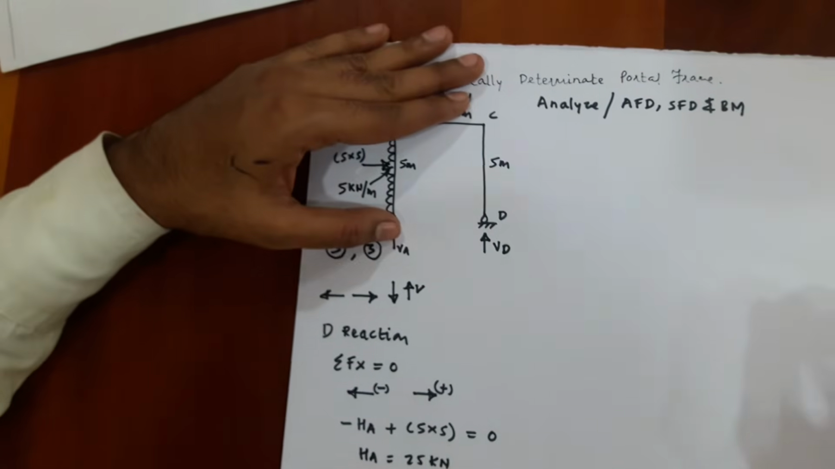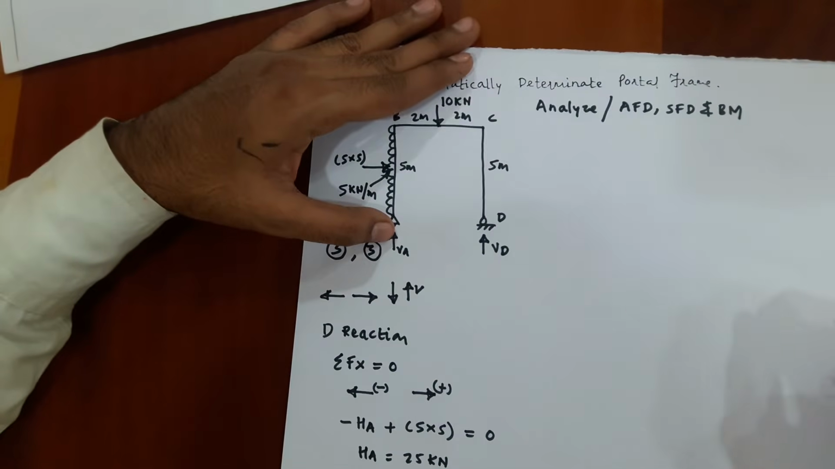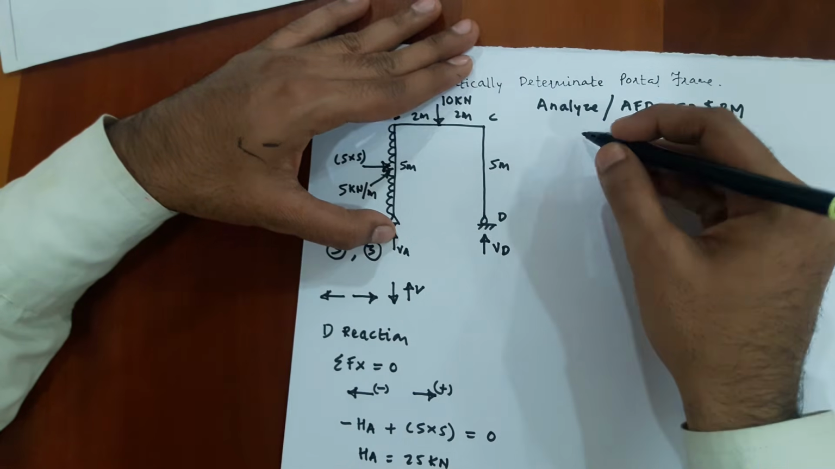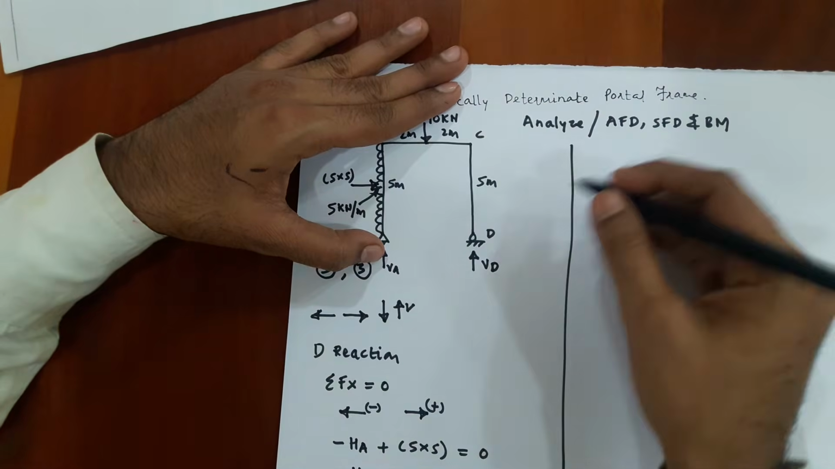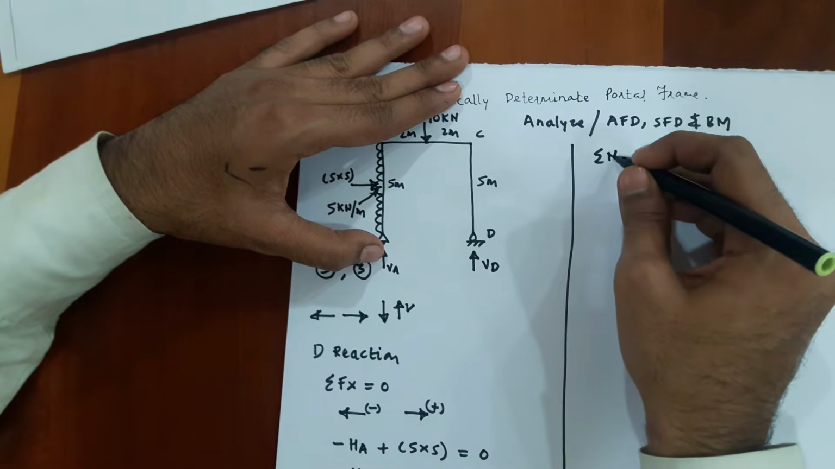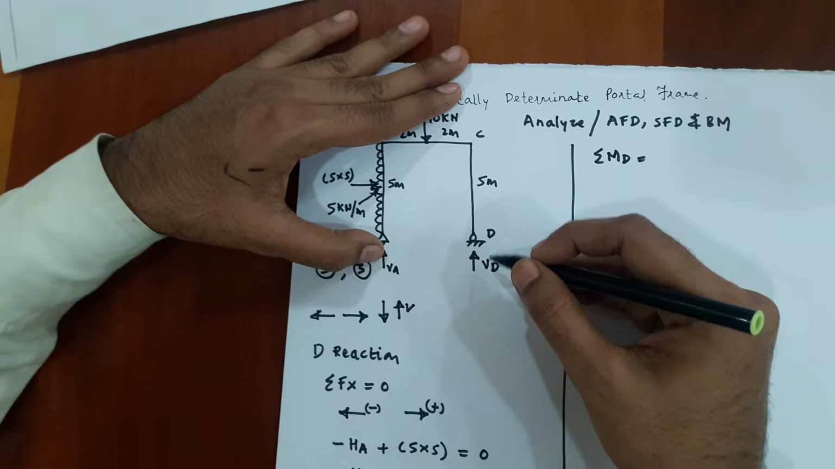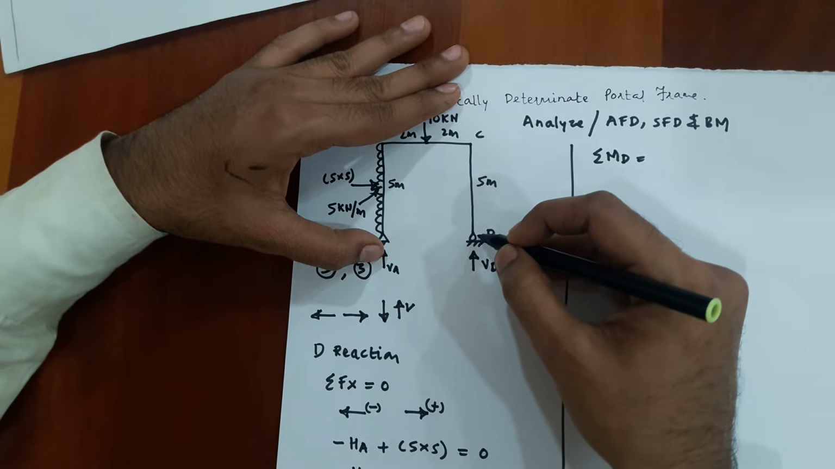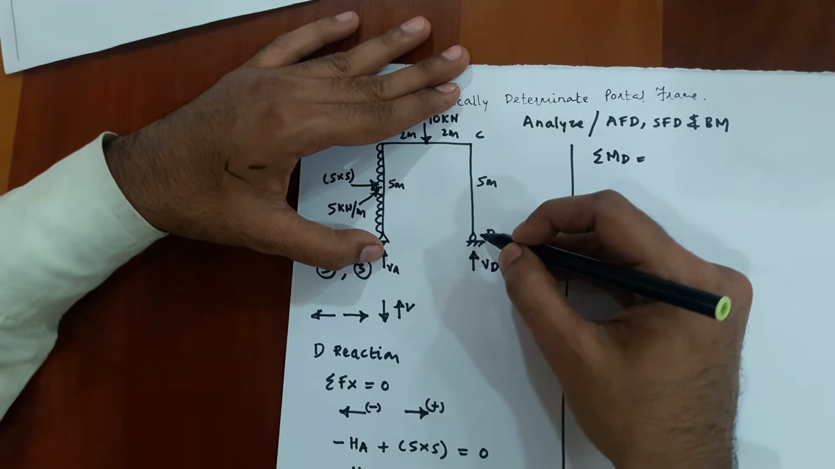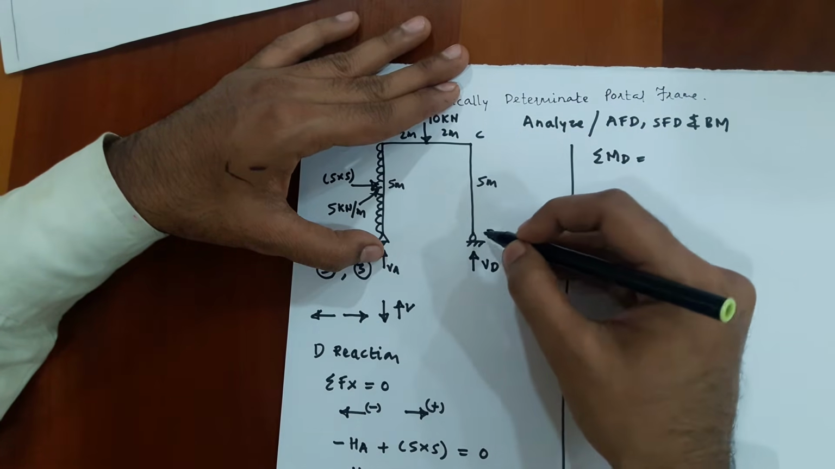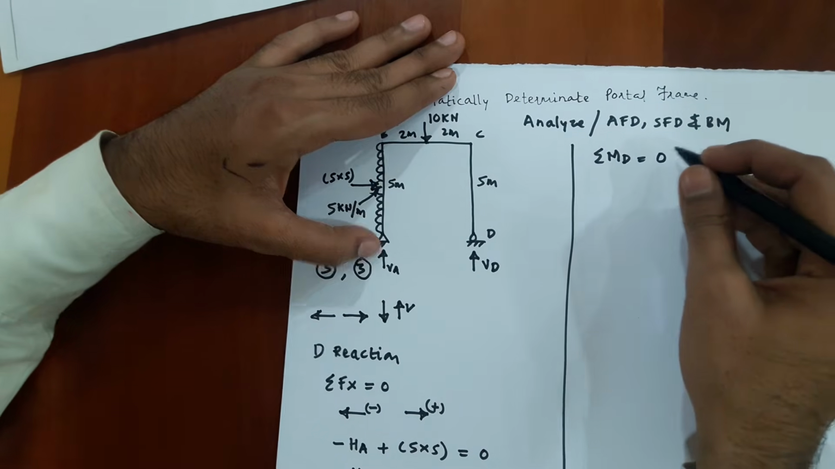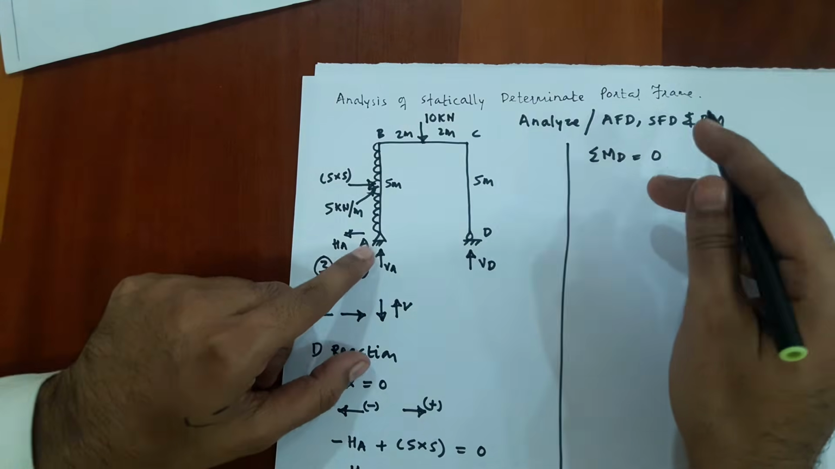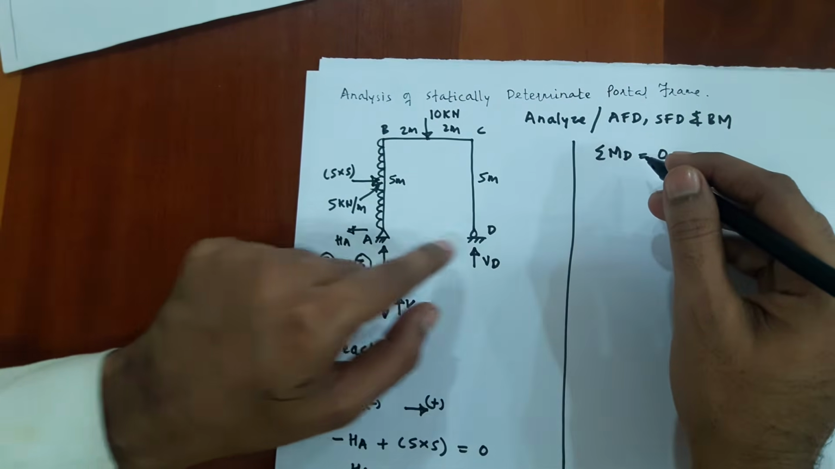Now we need to find VA or VD. In order to find VA, we have to take moment about point D. If I ask you what is moment about point D, what is point D? Point D is having roller support. We know from the basic, roller support is not having any moment. The moment at roller support is 0, at hinge support is 0. We have to write that, and we have to follow direction. We have to go from A to D.